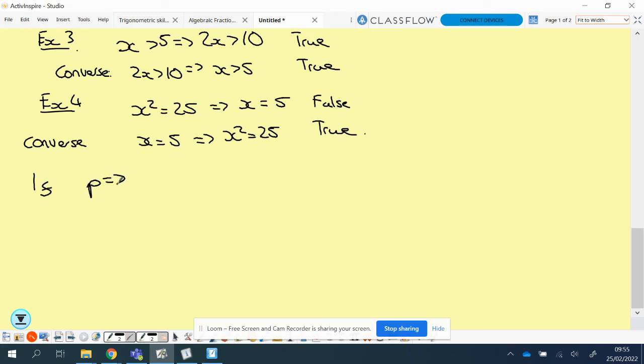So if P implies Q and Q implies P, then we can say that they're both equivalent to each other, and you can see that I've got my implication arrows going both ways. P implies Q, Q implies P. Does that make sense, folks? Okay, right, we'll leave it there today.